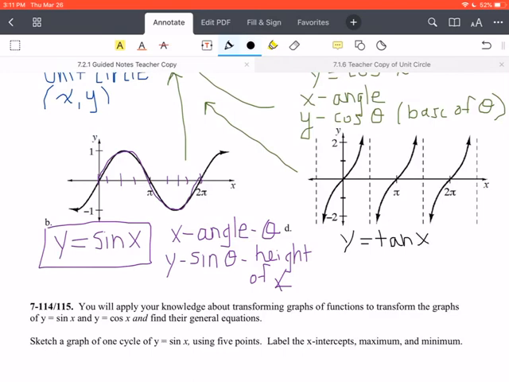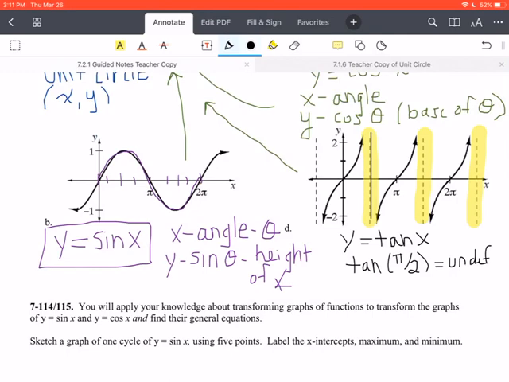Now, what makes it unique from sine and cosine? These asymptotes right here. And if you recall from lesson 717, sometimes the tangent was undefined. If you look back at your worksheet, the tangent of pi over 2 is indeed undefined. And you can see that there is an asymptote at pi over 2, which is right here.